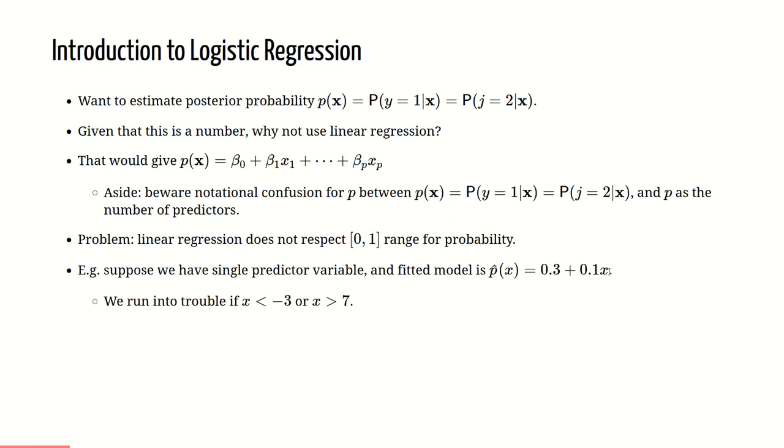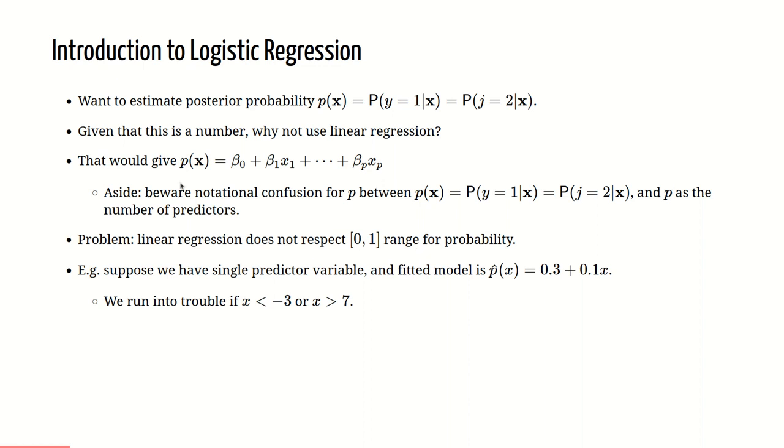So we want to estimate the posterior probability that y equals 1 given a combination of predictors x, which is the same as the probability of the second class. Now, of course, that probability is a number, so why not just use linear regression? We could just have that probability equal to some linear predictor that we've got written here. Note that there's potentially some confusion, as we often use lowercase p for the number of predictors, and we also use p for probability, so just note that these are different p's. Perhaps you might want to use a different symbol for the number of predictors.